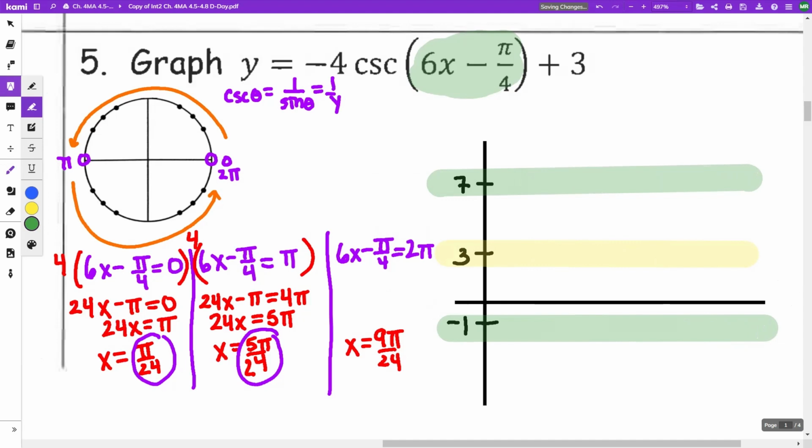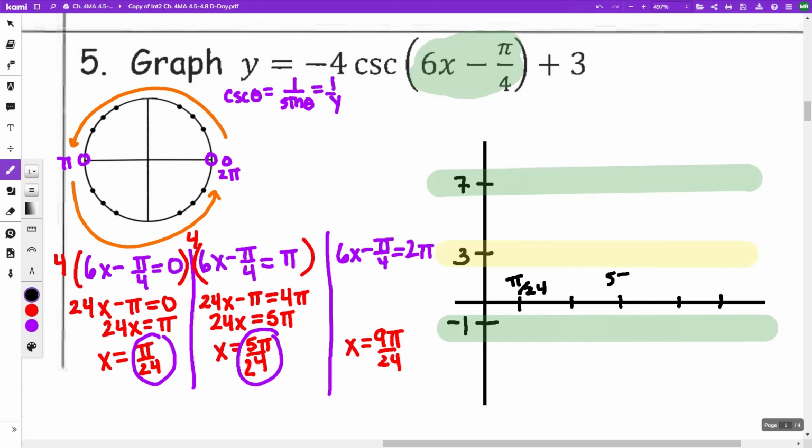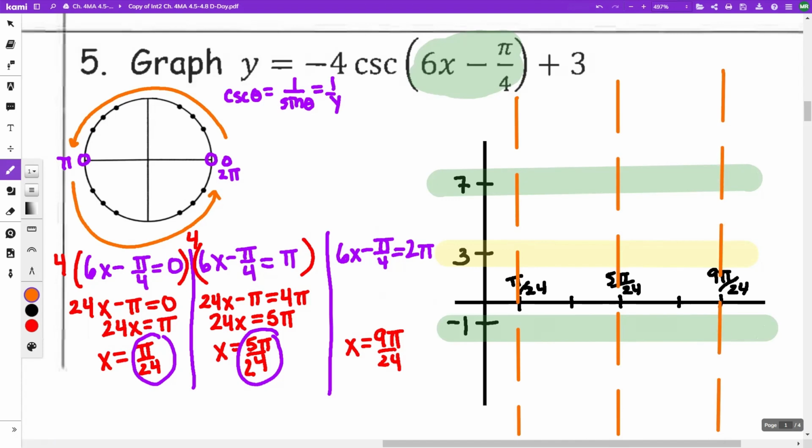Now I'm going to have 1, 2, 3, 4, 5. My first mark, I'm going to write it above since I have that kind of low. This is going to be pi over 24. So that's going to be my first asymptote. This is going to be 5 pi over 24. That's going to be my second asymptote. This is going to be 9 pi over 24, which is going to be my third asymptote. And then I'm going to draw my asymptotes in. So I'm going to have an asymptote here, I'm going to have one here and here. These are my 3 asymptotes.